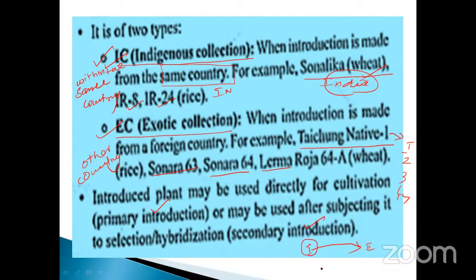Sometimes what happened is the first one is selected from the country and also improvised. That is called the hybridization process. Some modification is also done, then it will be cultivated. That is called a secondary introduction. First introduction means direct cultivation. Second introduction means it may be used after subjecting it to the selection process or hybridization. Hybridization is nothing but the addition or deletion.